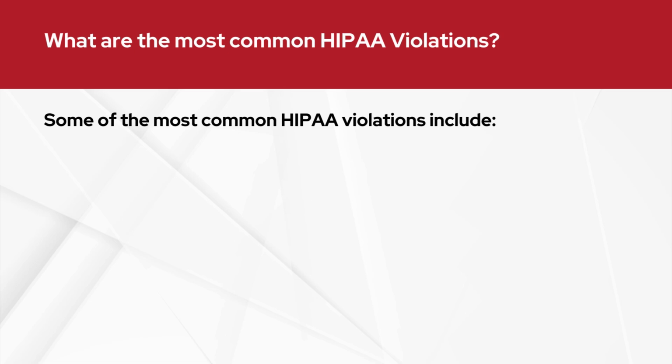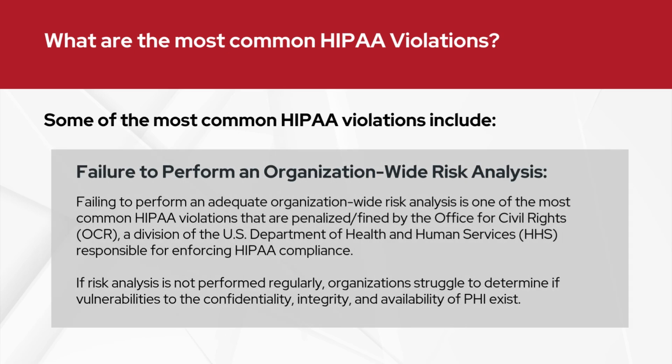Some of the most common HIPAA violations include failure to perform an organization-wide risk analysis. Failing to perform an adequate organization-wide risk analysis is one of the most common HIPAA violations that are penalized or fined by the Office for Civil Rights, OCR, a division of the U.S. Department of Health and Human Services, HHS, responsible for enforcing HIPAA compliance. If risk analysis is not performed regularly, organizations struggle to determine if vulnerabilities to the confidentiality, integrity, and availability of PHI exist.